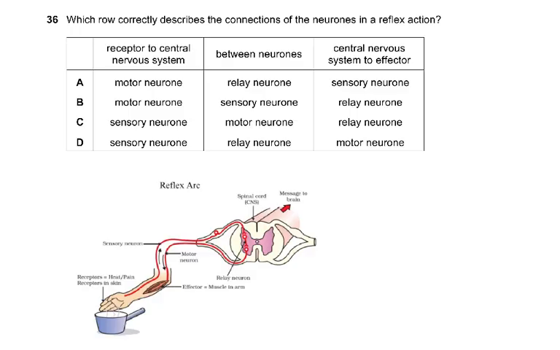Now question number 36, which row correctly describes the connections of the neurons in a reflex action? Connections of neurons in a reflex action. I've given you a reflex arc at the bottom. Of course, this would not be in the question paper, but I've given it to you.